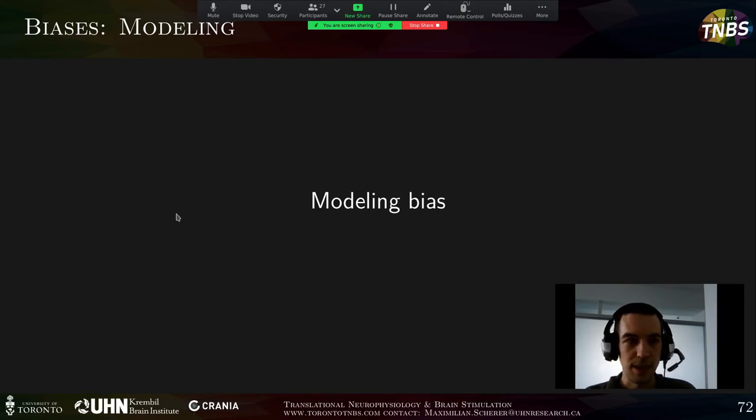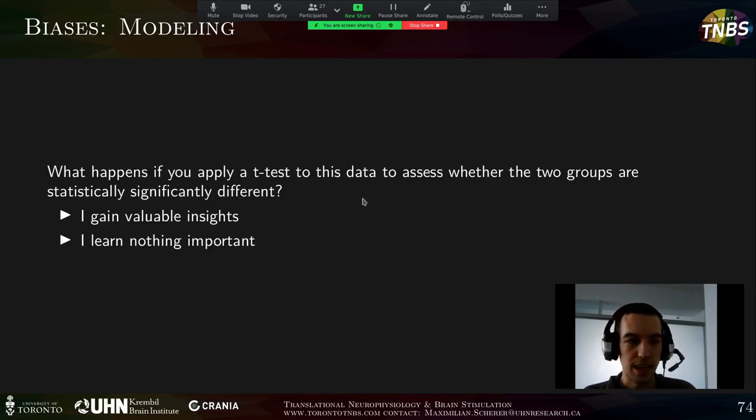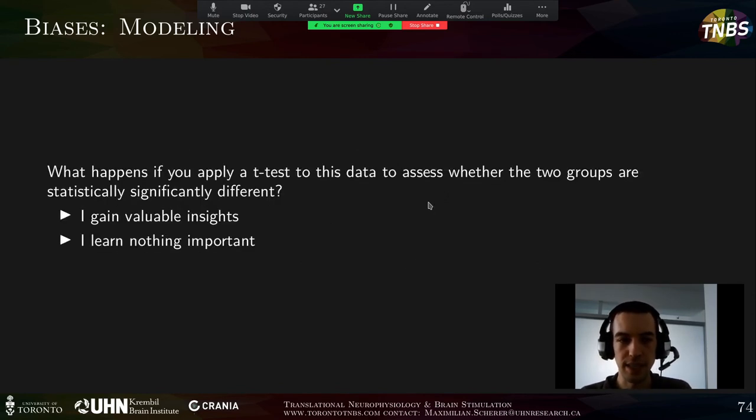So, with that out of the way, regardless of what you investigate, always try to keep an open mind. Any result is a good result as long as it's genuine. Let's go with a modeling bias. Let's say we have two distributions of samples, one on the left side and one on the right side. And my question is, if I did a t-test on those two samples here to investigate whether they are statistically significantly different.